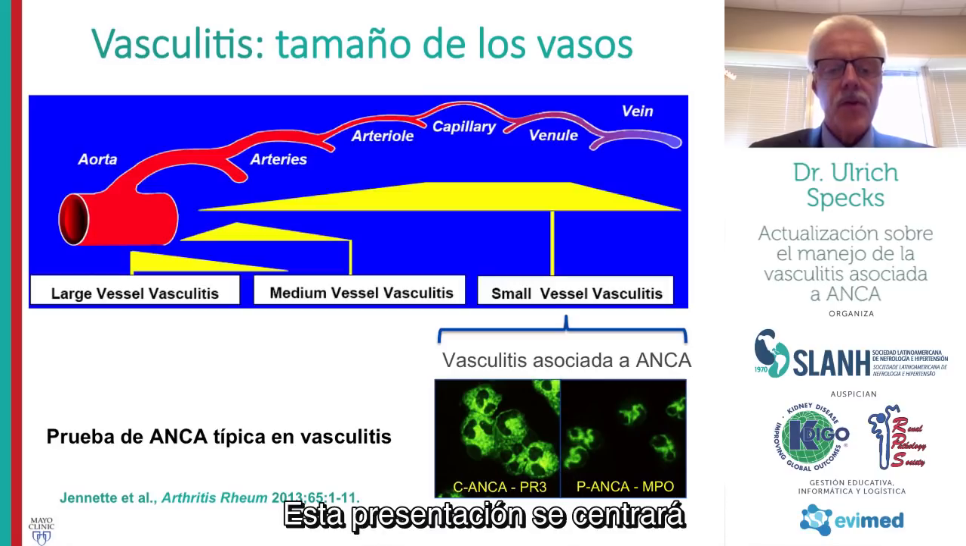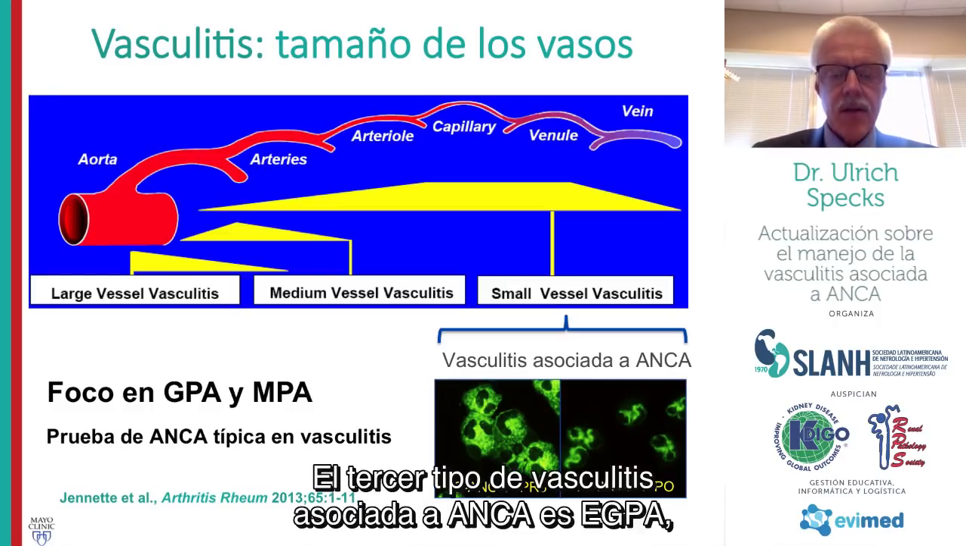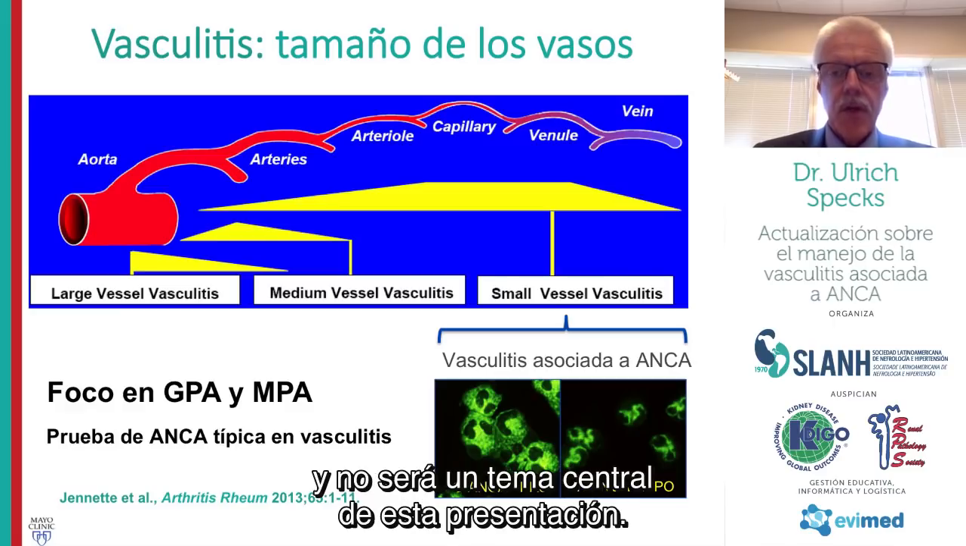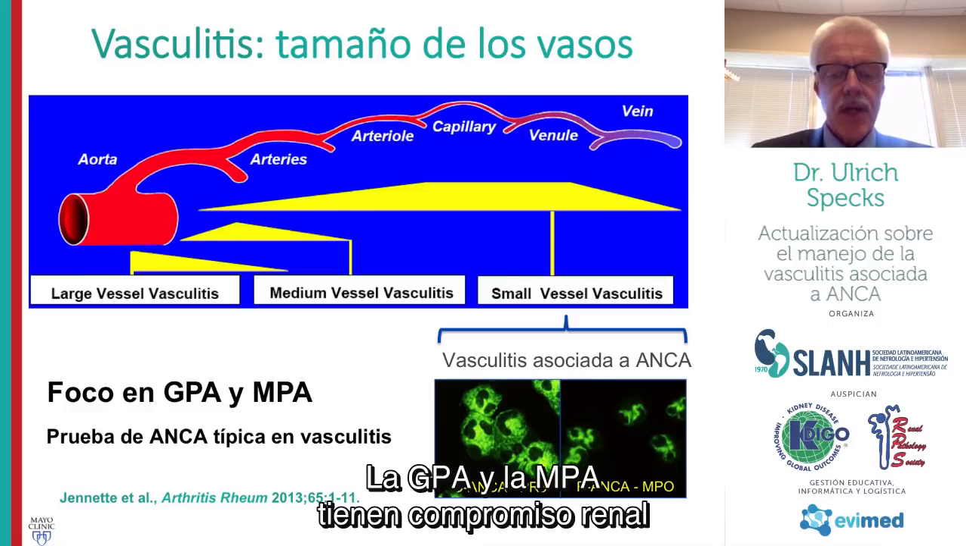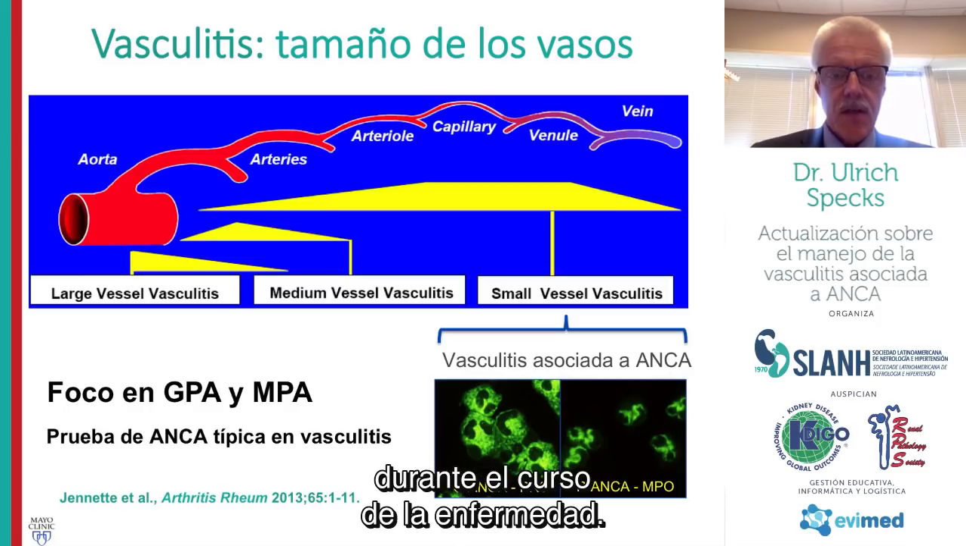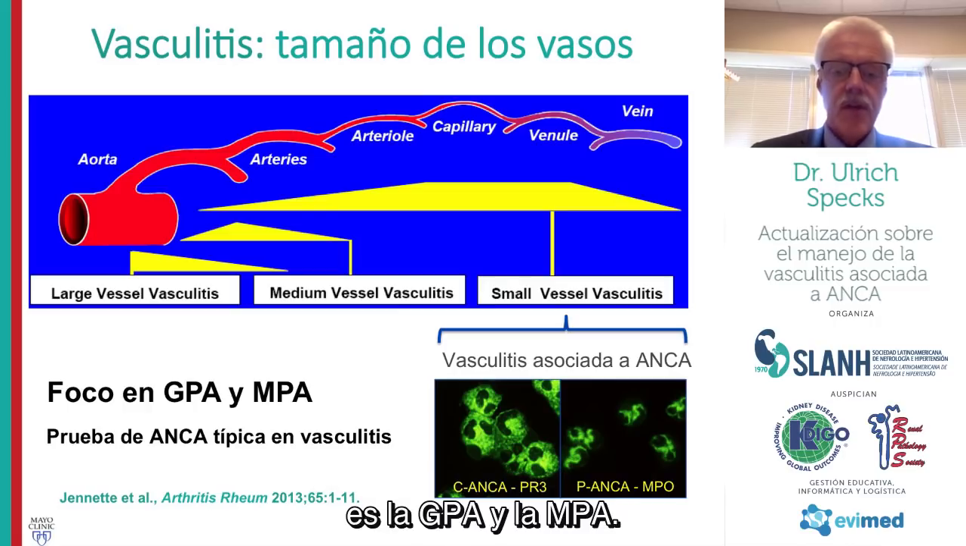The focus of this presentation will be on GPA and MPA and its management. The third ANCA-associated vasculitis is EGPA, formerly called Churg-Strauss syndrome, which will not be the focus of this presentation. GPA and MPA have renal involvement in 70 to 85% of patients over the course of their disease, and therefore the focus of this presentation is on GPA and MPA.